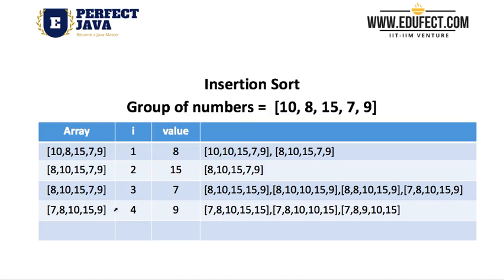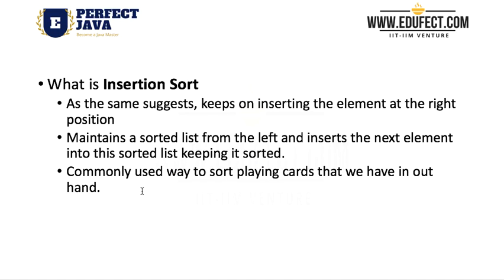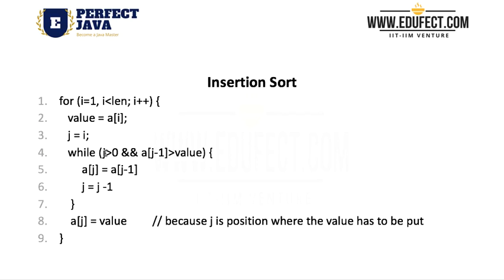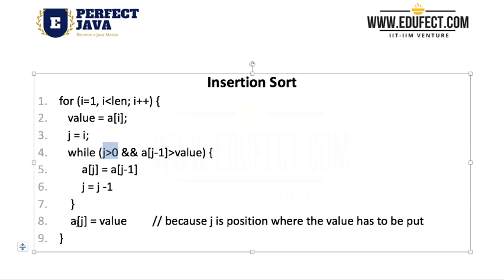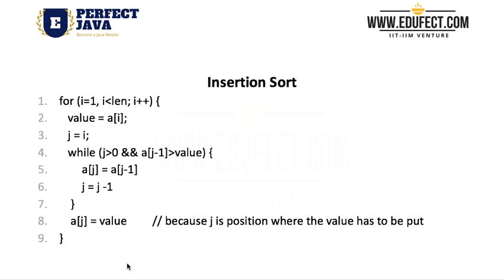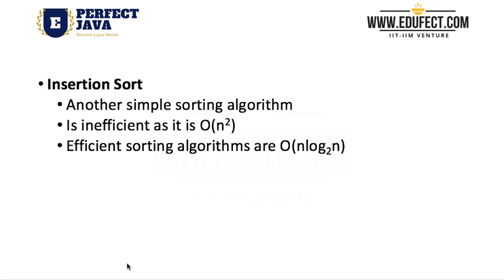And in the earlier conditions, like when we check for 7, what happened? We kept on doing it till j became 0. So this condition here would have become false, and then at the 0th location, because j was 0, we would have inserted the value. So this is how an insertion sort works. And like the other two sorting algorithms that we have studied so far, bubble sort and selection sort, it's a simple sorting algorithm. It is inefficient because it's order n square, and we know efficient sorting algorithms are n log n. Okay.